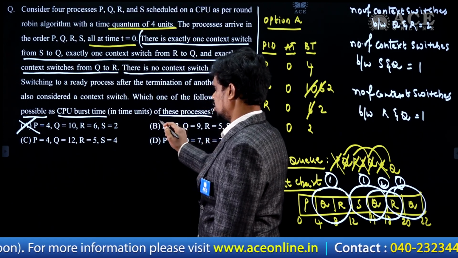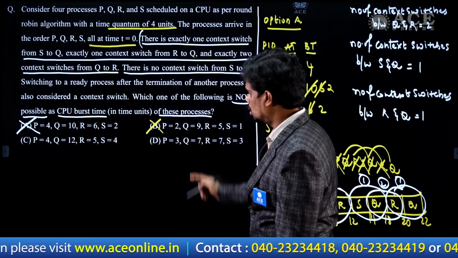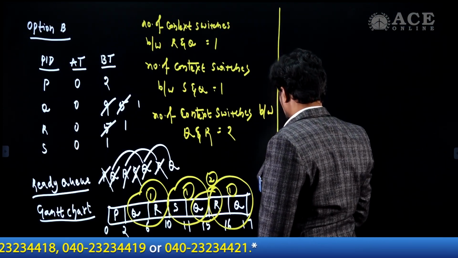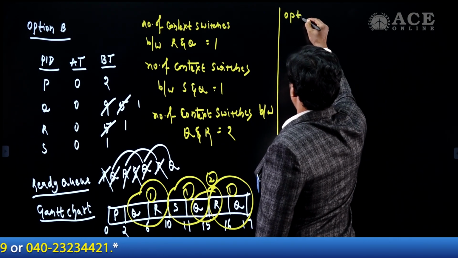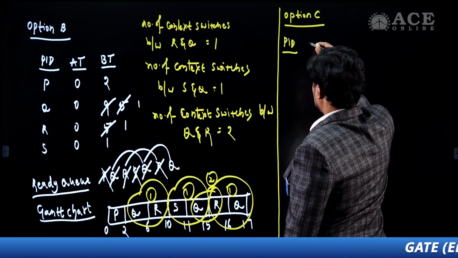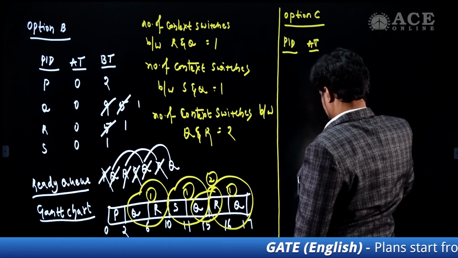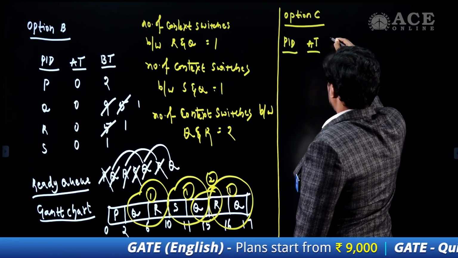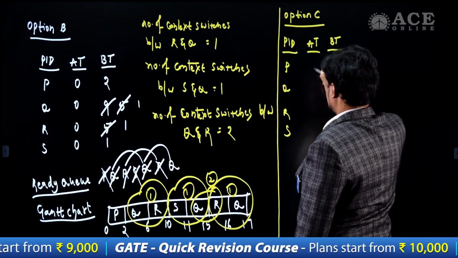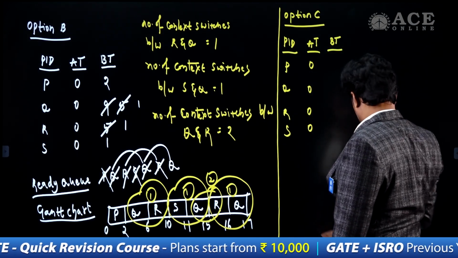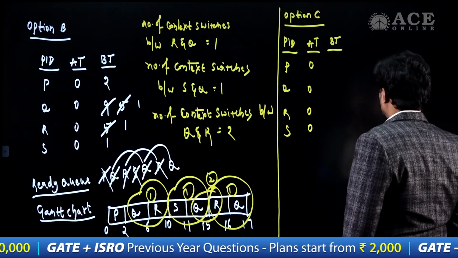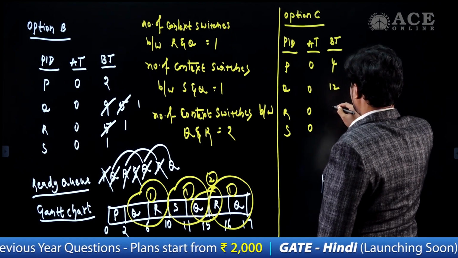CPU burst time of these processes. Then we are moving to option C. So what is that option C it is saying? So we have option C, process ID, arrival time and burst time. P, Q, R, S, arrival time is 0, 0, 0, 0. And what is the burst time of PQRS? 4, 12, 5 and 4.